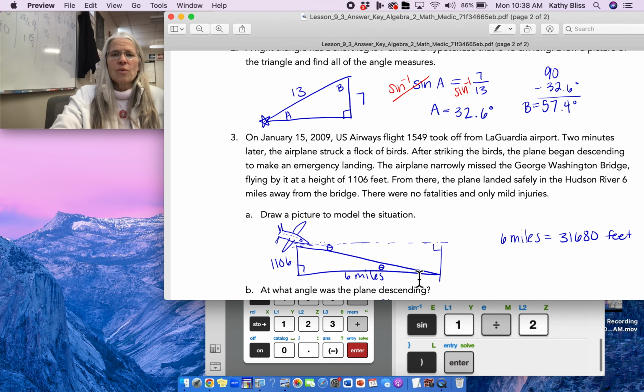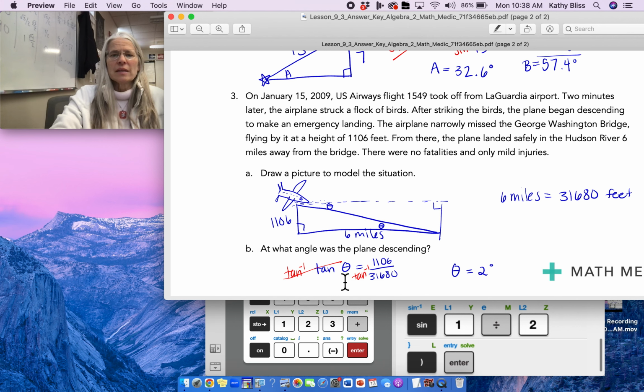And so when I did that, I found that the tangent, that's opposite and adjacent, so tan theta is 1106 over 31680. So in that case, my angle is just 2 degrees.